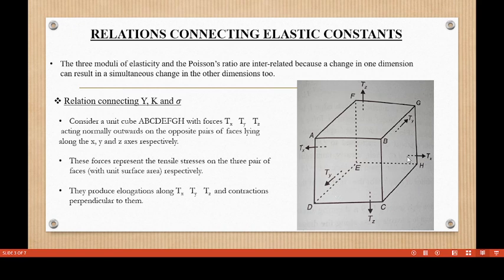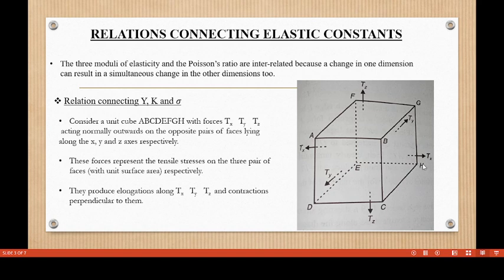So there are 3 forces in each of the directions: Tx, Ty, and Tz. These forces represent the tensile stresses on the 3 pairs of faces with unit surface area respectively. They produce elongations along Tx, Ty, Tz, and contractions perpendicular to them.